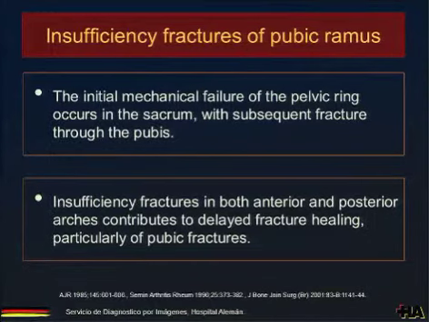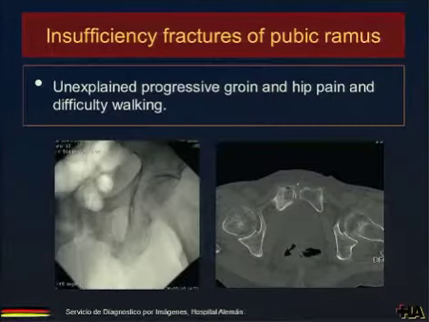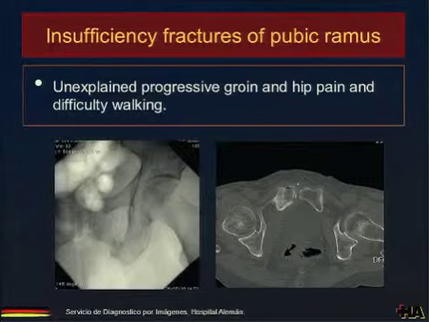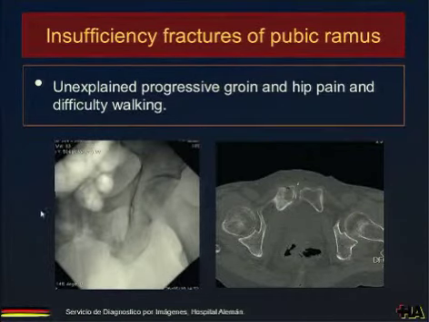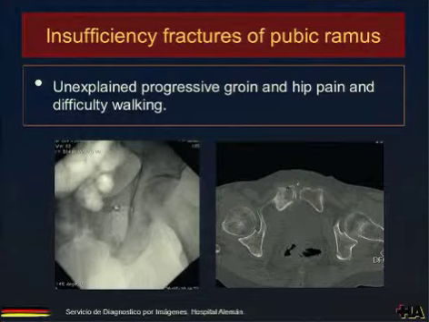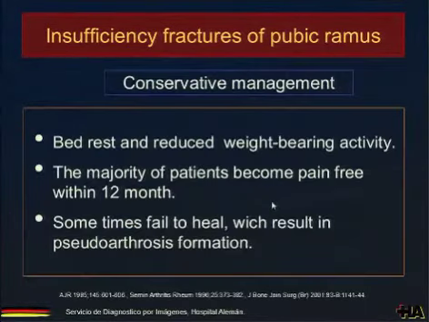And this is the case of the pelvic fracture. So the clinical presentation is a progressive groin and hip pain. We can see on X-ray longitudinal fracture lines on the superior and inferior rami, or in the body, parallel to the surface.